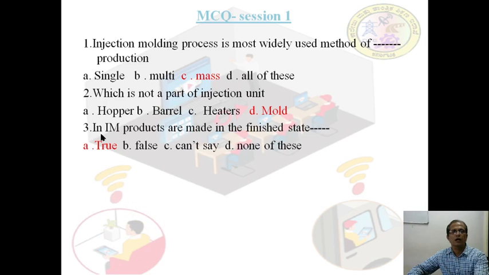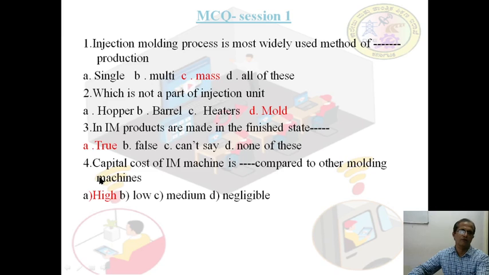Now what is question number 3? Question number 3 is: in injection molding, products are made in finished state. Is it true or false? True, of course. Whatever product you produce by the injection molding technique, you will get the product in the finished form.